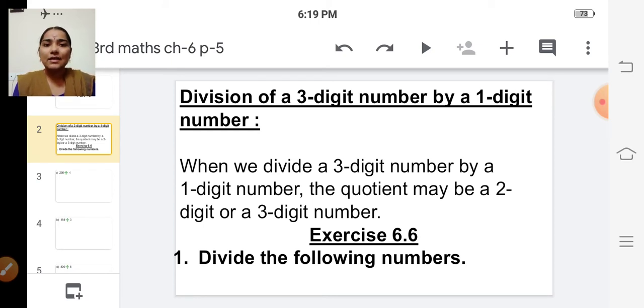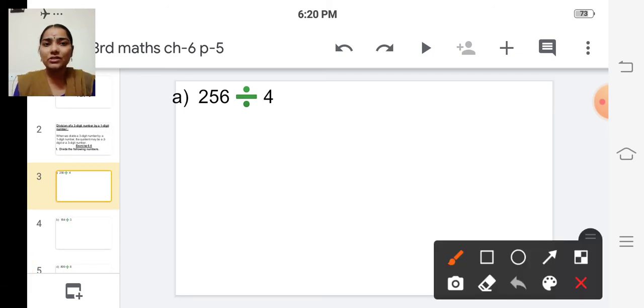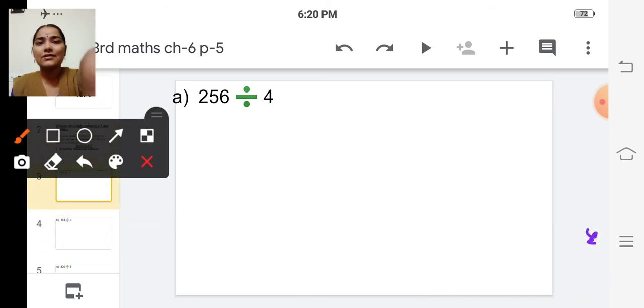Yes. Exercise 6.6. First question. Divide the following numbers. Part A. 256 divided by 4. Okay, so 256 is a three-digit number and 4 is a one-digit number. So we are going to divide the three-digit number 256 by the one-digit number 4. Okay, shall we divide? Yes.